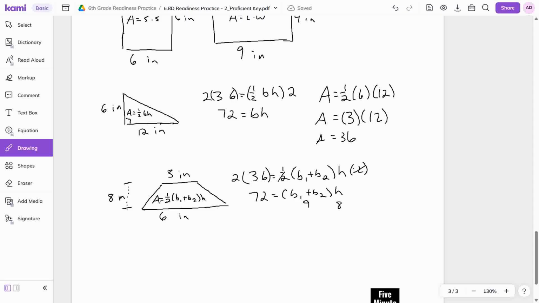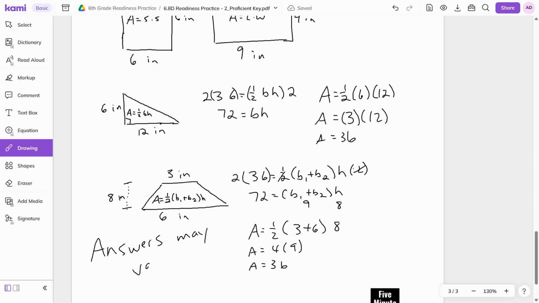So let's see if this works. Area equals 1/2 times 3 plus 6 times 8. I'm going to take my 1/2 times 8. It's going to be 4 times 9. Area equals 36. All right, so that checks. Now, obviously, these are what I came up with. You might come up with different ones, so answers may vary.